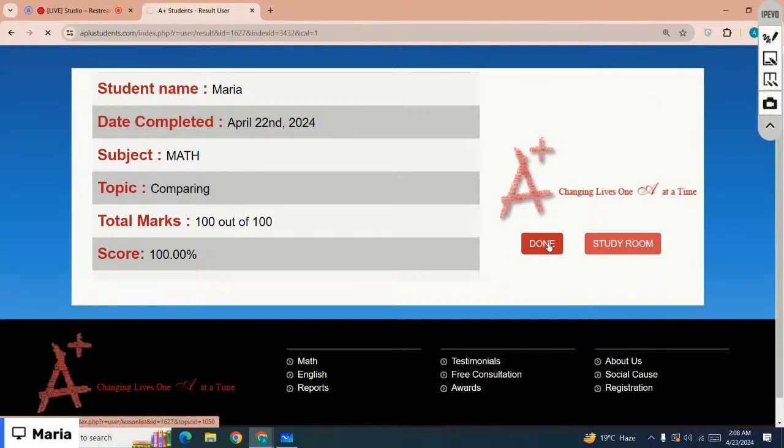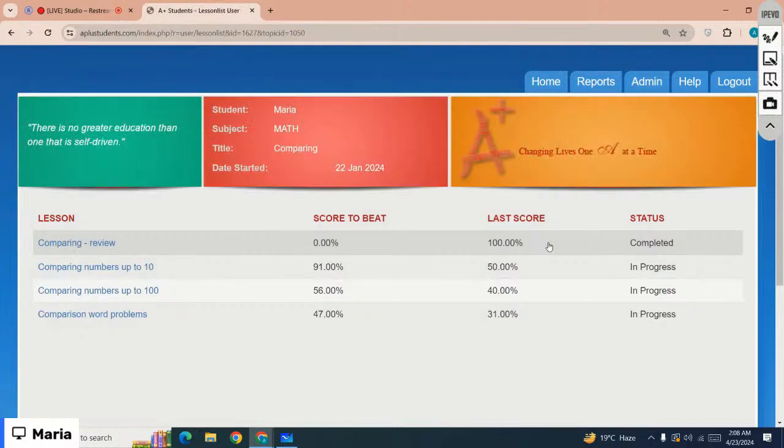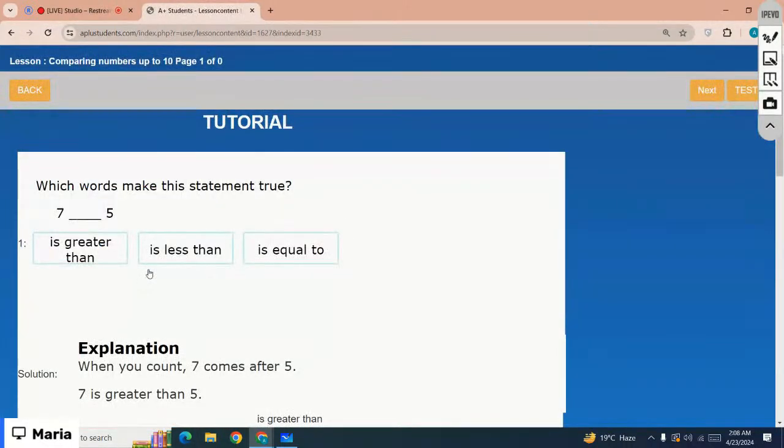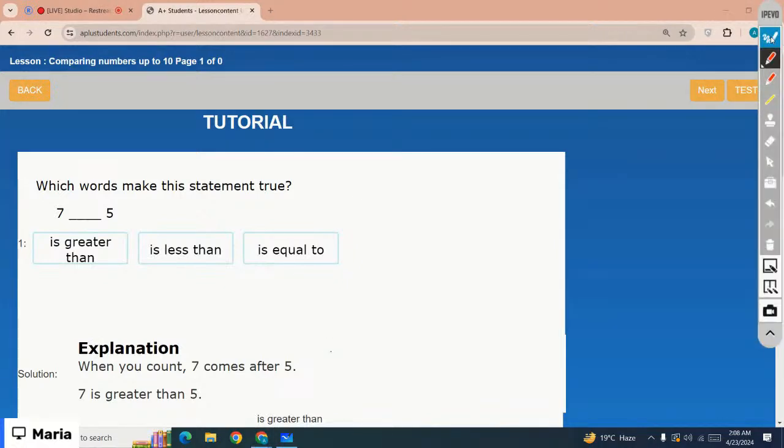Let's just start with the next one, comparing numbers up to 10. So till now we compared the dots. Now we're going to see how we compare the numbers. So start with the first example. Which words make the statement true? 7 and 5. You have to compare 7 and 5. You have to see if 7 is greater than 5, less than 5, or they both are exactly equal.